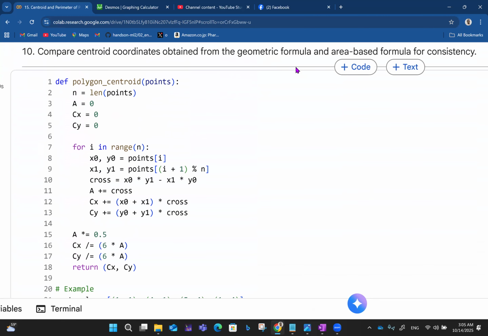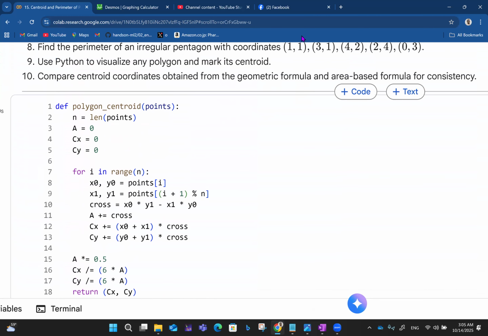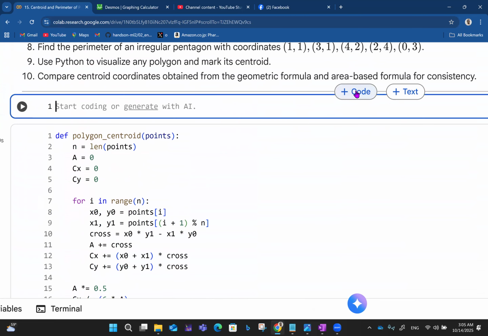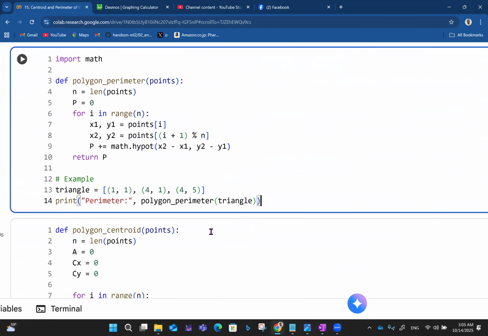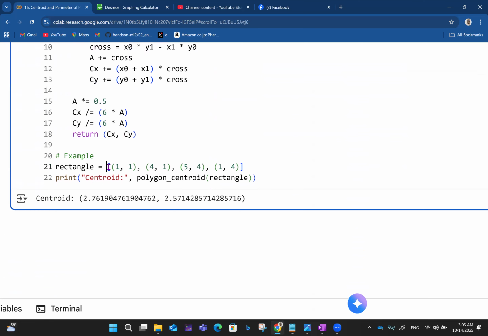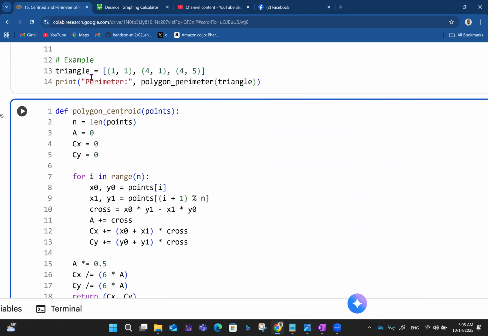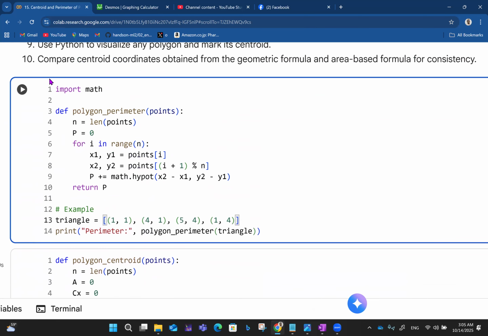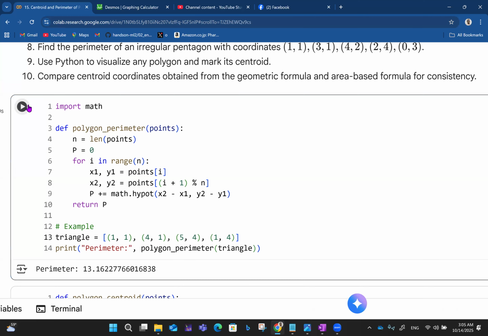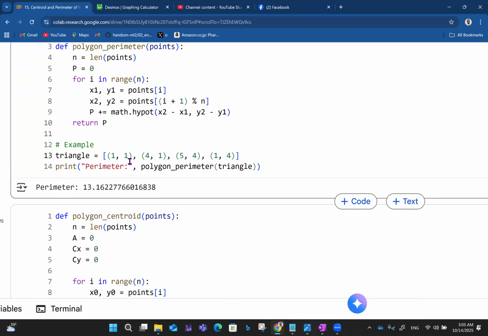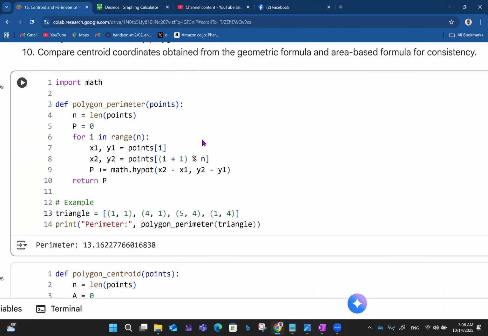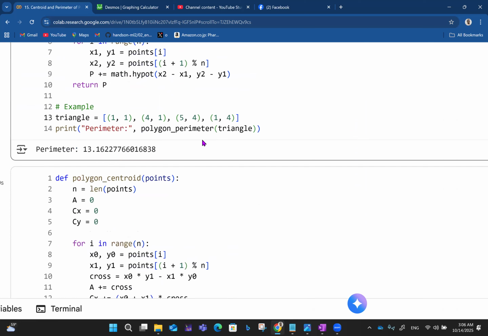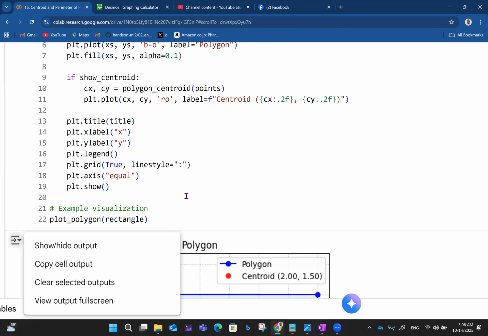So coming ahead of that, I think this is just designed for the red triangle. But let's see. Let's just bring this one here and see what happens. So that's the centroid we've got right there. Let's see if the area thing works in this case. Yeah, that works. I mean, the perimeter rather. Perimeter is 13.16 and so on. And then we can also plot it, right?